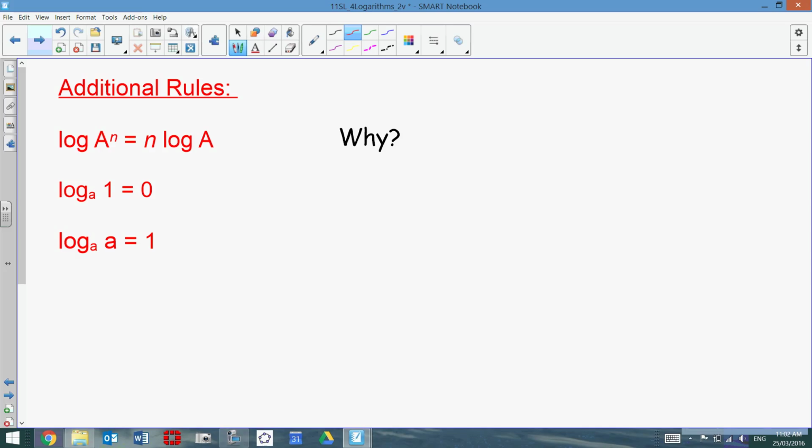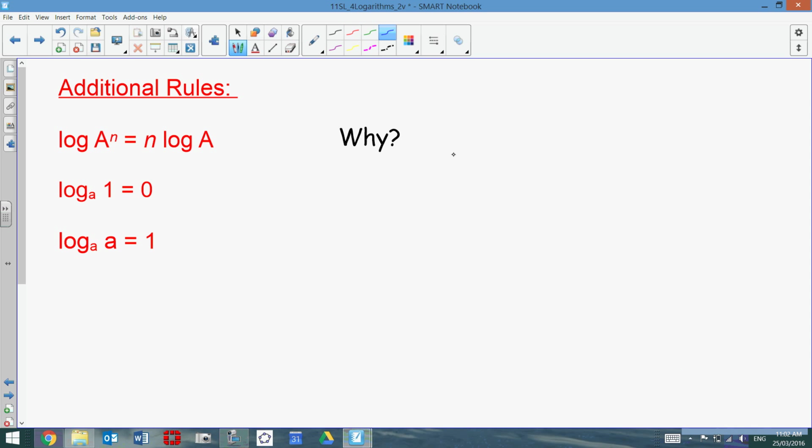And our last few rules: log base A of A to the n power winds up being n multiplied by log of A; or A to the log base A of 1 is equal to 0; or log base A of A is equal to 1. So just for you to think for a moment here.